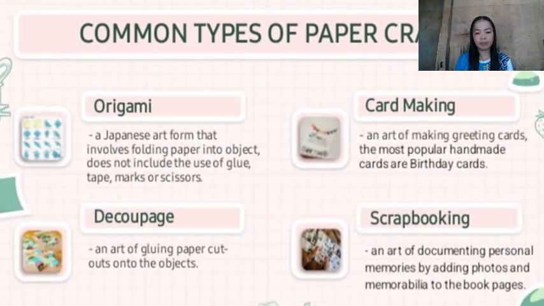Common types of paper craft. First, we have origami. Origami is a Japanese art form that involves folding paper into objects. It does not include the use of glue, tape, marks, or scissors, simply folding. Next, we have card making. It is the art of making greeting cards.